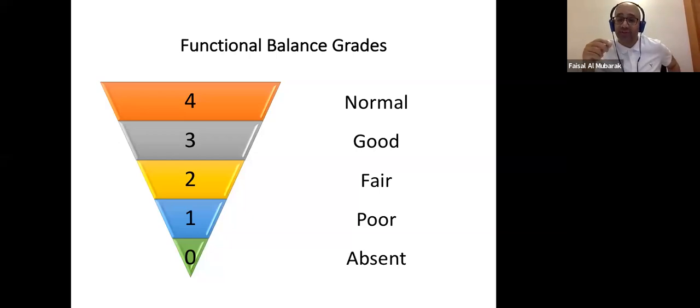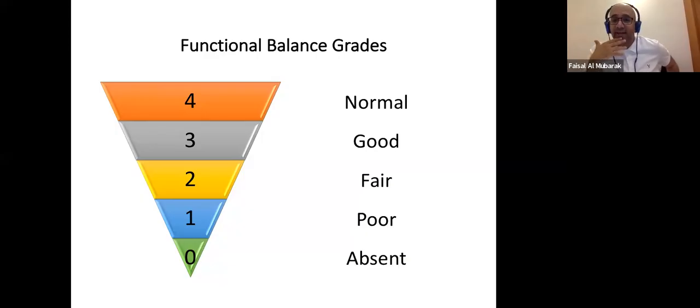So normal and good, both of them are when you are testing a patient with no cane. If someone comes to you with no assistive device, keep in mind that they are either 4 or 3, and I will tell you now what the difference is. But if someone comes to you and is using an assistive device, then keep in mind that they are either 2 or 1. And if someone comes to you in a wheelchair and can't move at all, you just put them in number 0, which is absent, right?